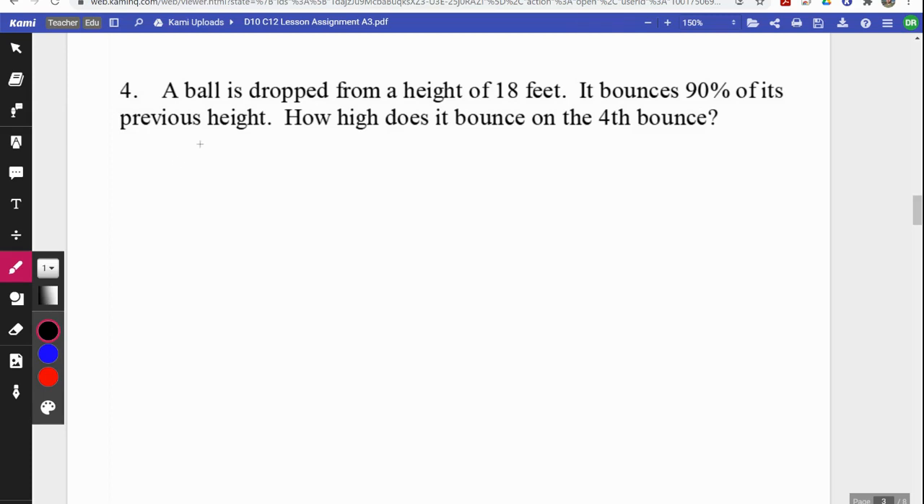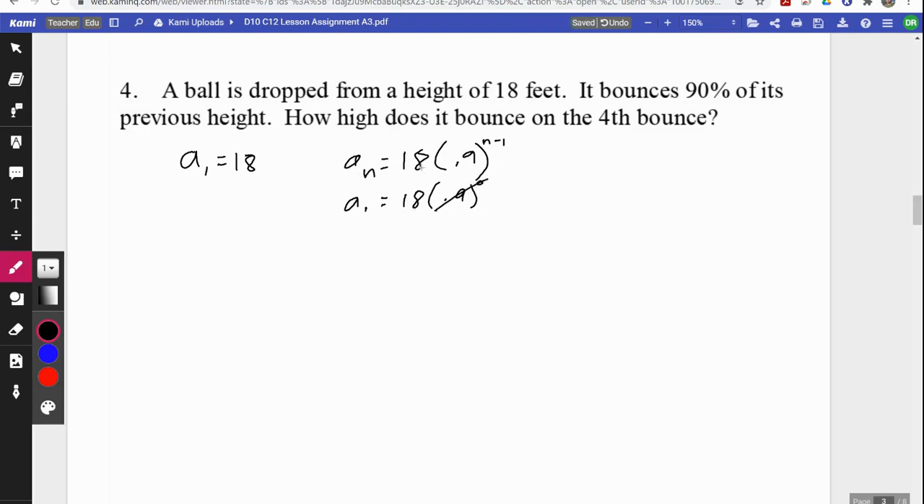A ball is dropped from a height of 18 feet. I'm not going to say that that is a sub 1, because here's the formula. A sub n, if 18 is a sub 1 and then r is 90%, then this is n minus 1. So this means that if a sub 1 is 18, I could plug in 1 for n and get 0.9 to the 0. 0.9 to the 0 is 1, so a sub 1 is 18.